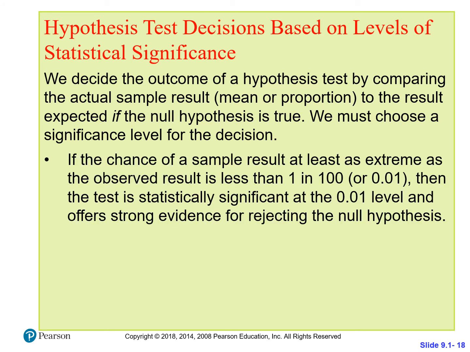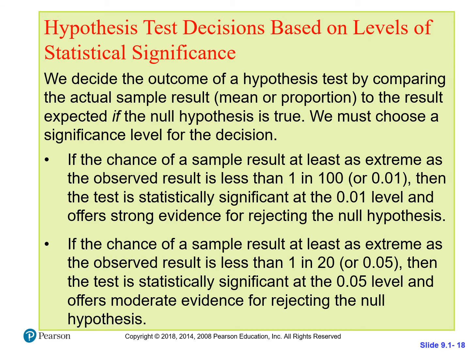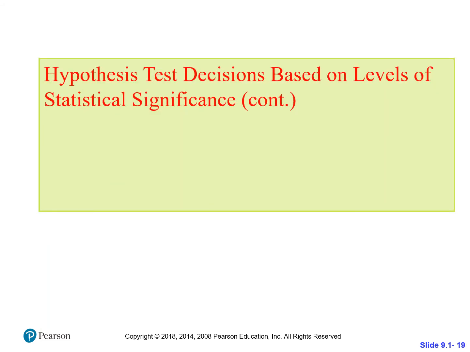So if the chance of a sample result at least as extreme as the observed result is less than 1 in 100, or 0.01, then the test is statistically significant at the 0.01 level and offers strong evidence for rejecting the null hypothesis. The same statement applies at the 0.05 level, which is the same thing as 1 in 20. Whether we're using the 0.01 or the 0.05 level depends on your preference or the standards of that field. We like 0.01, but a lot of times we're just going to have to be happy with 0.05.